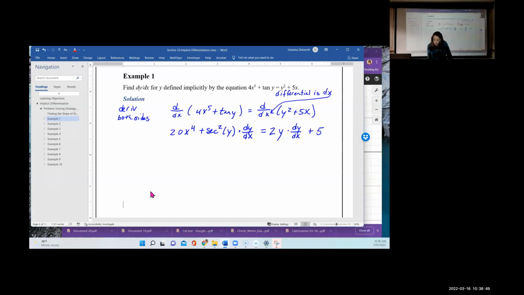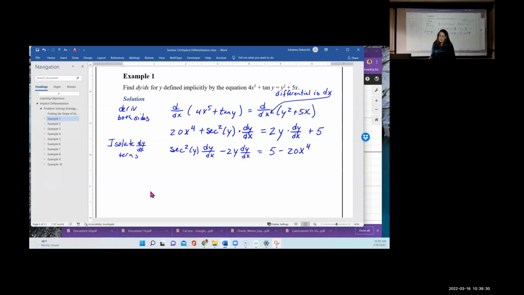Right? Now we want to isolate our dy/dx terms. So that means everything with dy/dx is going to stay on the left side. So I have secant squared of y dy/dx. And I'm going to move over the minus 2y dy/dx by subtracting it. And I'm going to move everything else to the right side. That's the 5 minus 20x to the fourth. The two terms on the left now have dy/dx in them. The two terms on the right do not.